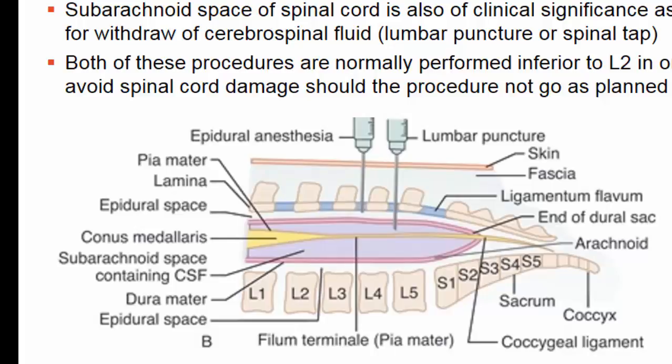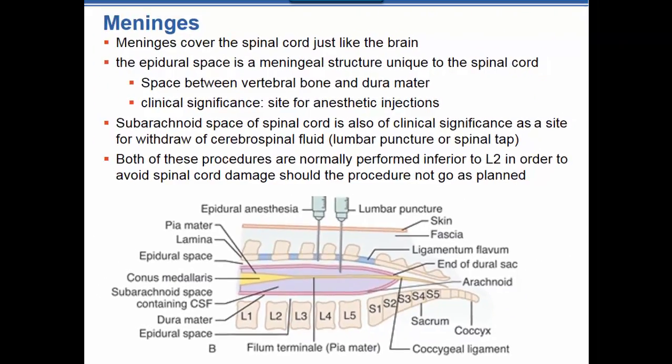Both of these procedures, the epidural and the lumbar puncture, are normally performed inferior to lumbar vertebra number 2. And this is in order to prevent damage to the spinal cord, because if you recall, I said the spinal cord ends at around L2. And these procedures are done basically blind. You can't see where the needle is going. So should the needle penetrate too far inward, you won't be damaging the spinal cord if you go in below L2.